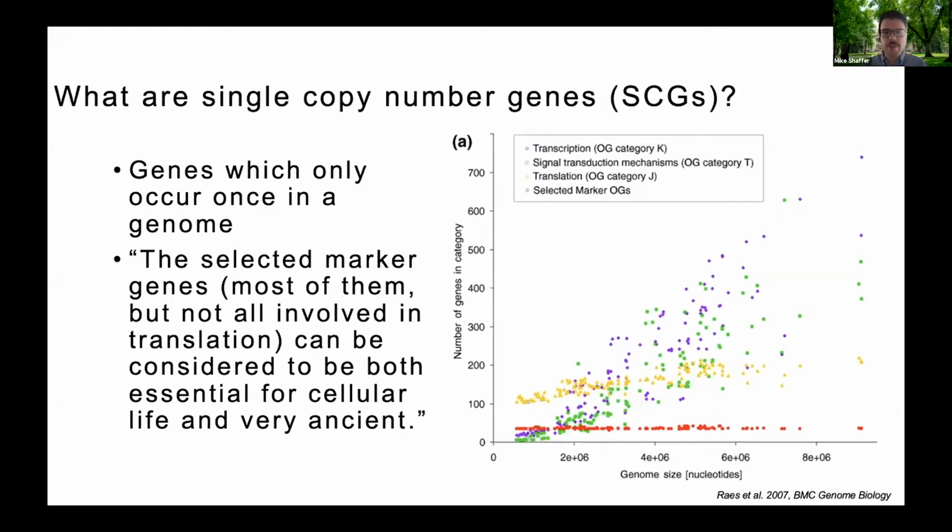But if we look at the red genes, which is a selected group of 35 marker genes, no matter how big the genomes get, we still have the same number of marker genes. This means that the genes that make up that group of 35 seem to be present only once in each of these genomes, no matter how big they are. That means we can look for these marker genes and use that as a measure of how complete our genomes are.